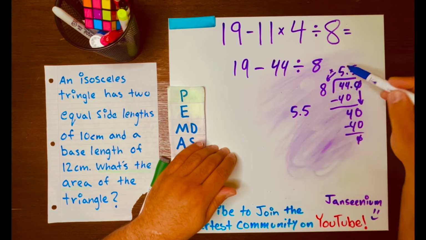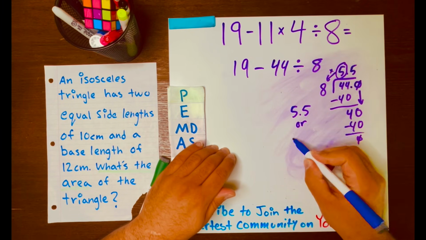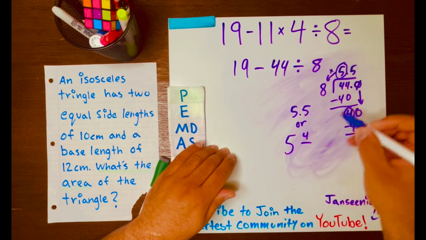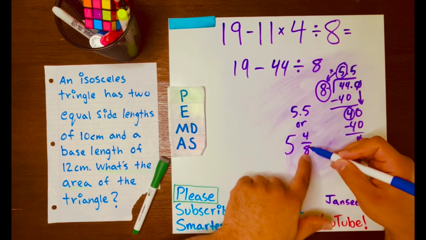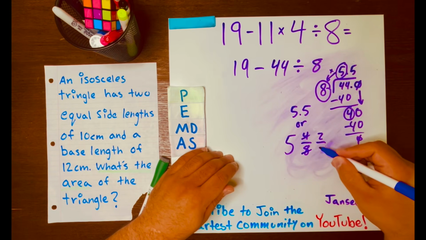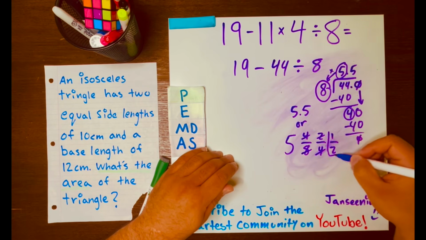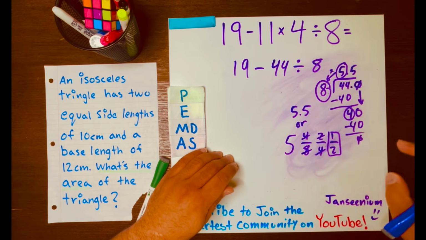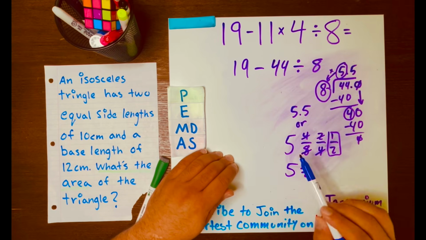Or you can write it as a mixed number. So you take the 5, that's the whole number, the remainder goes above the fraction bar, and the 8 goes below the fraction bar. And you can break this 4 over 8 down further. Half of 4 is 2, half of 8 is 4, half of 2 is 1, half of 4 is 2. And that's it. You can't break down 1 over 2 further. So now you have 5 and 1 over 2.